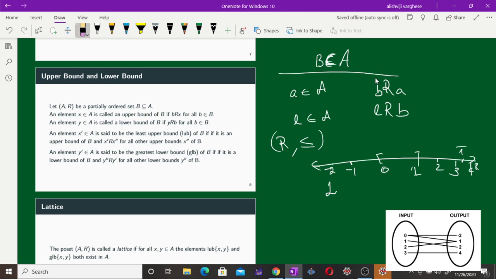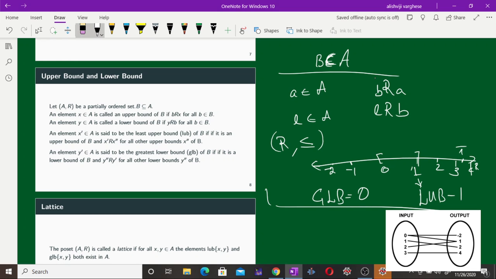So these are some special elements. There are many upper bounds and the least one is 1. 1 is the least upper bound. The least upper bound is 1. And the greatest lower bound is obviously 0. So 0 and 1 are the greatest lower bound and least upper bound. We are interested in the least upper bound and greatest lower bound.